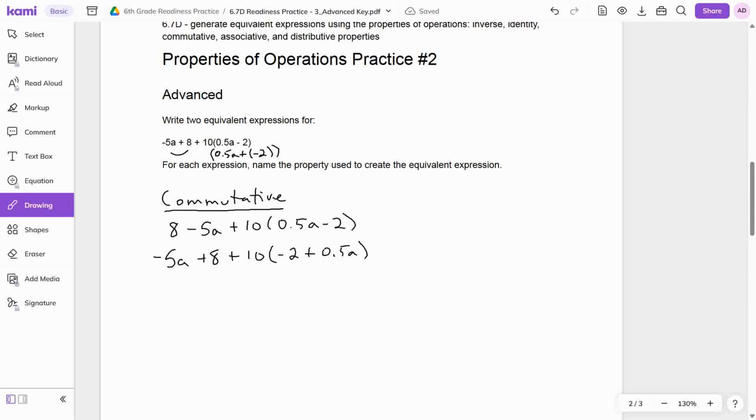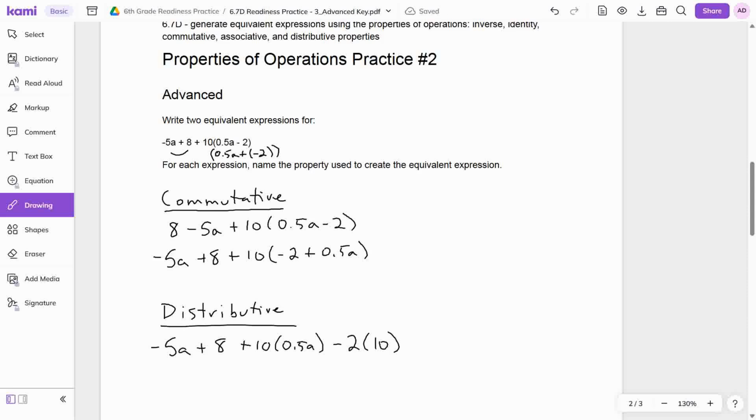We could use the distributive property if we wanted to. Whenever you see a number on the outside of a parentheses with two or more terms, you should be thinking I could distribute that. So negative 5a plus 8 plus, and then I've got my 10 times 0.5a, and then minus 2, and then I'm going to just put that times the 10 on the backside.